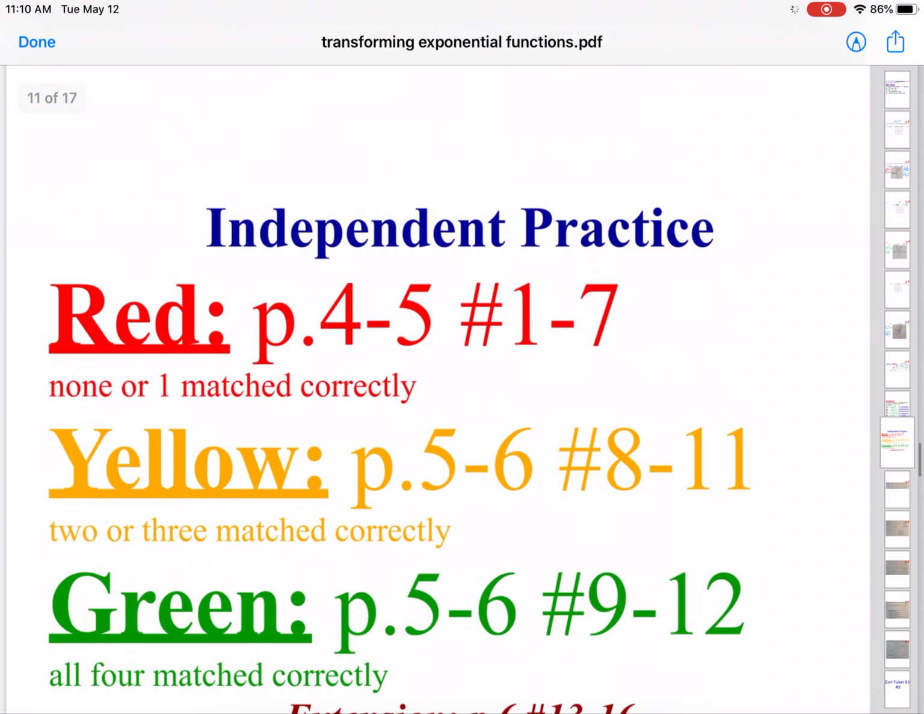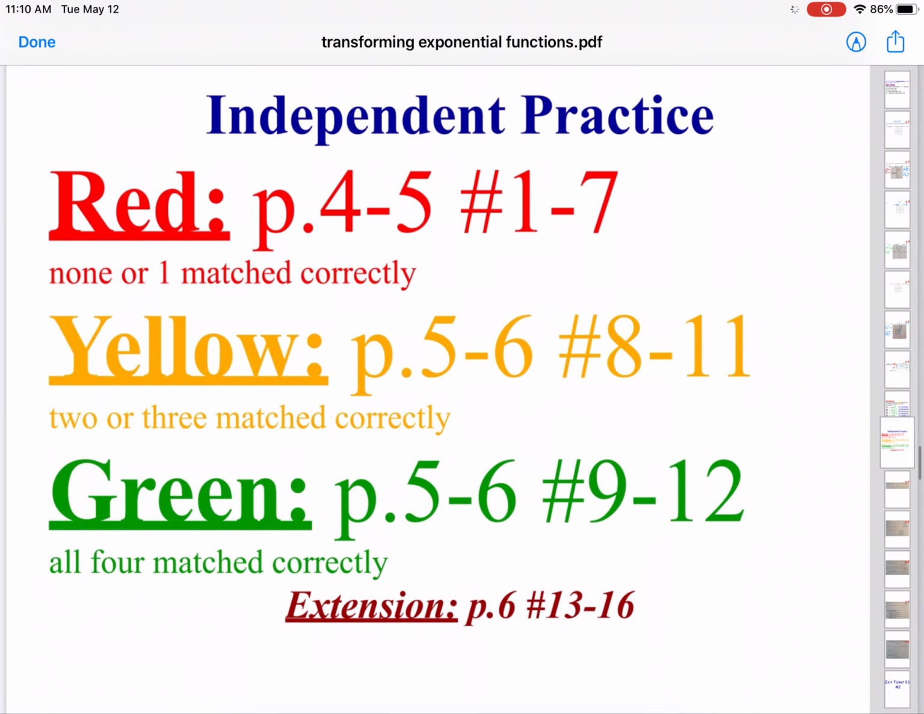So for our independent practice here, if you weren't able to match any of those correctly or only one, please start with the red questions. If you were able to get either 2 or 3 matched correctly, please start with yellow. And if you had all 4 matched up correctly, please try the green questions. Go ahead and try these problems and come back and check your work.